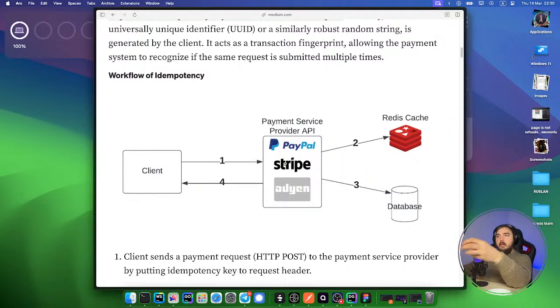Because in this case you have a client who is sending, for example, one, and you are going to the payment service. This payment service sends to Redis that okay, one is processing, just one. And after that, it goes to all other stuff and so on. And for example, you have a network issue, and you think, oh my god, I have a network issue. Do I need to click the pay button again? And you click the pay button again. The same request is going to the payment service provider API, as it shows here.